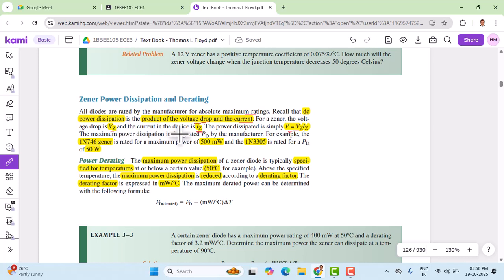Okay, so the maximum power dissipation is designated as PD by the manufacturer. Let us take an example of a commercial Zener diode, the 1N746 Zener diode, for a maximum power of 500 milliwatt, that is the PD which is given, and for another device, the 1N3305, the PD is 50 watts, which is a high power Zener diode. So this is how the power dissipation of a Zener diode is mentioned. It's just a product of voltage Vz and Iz.